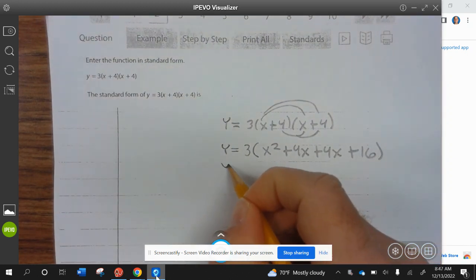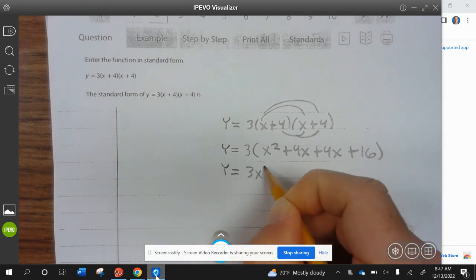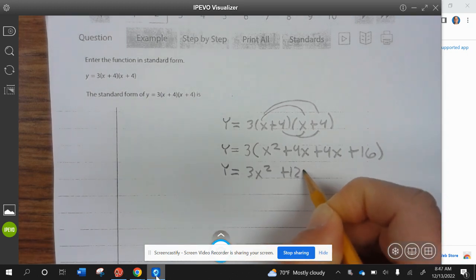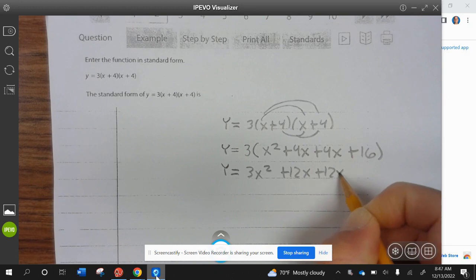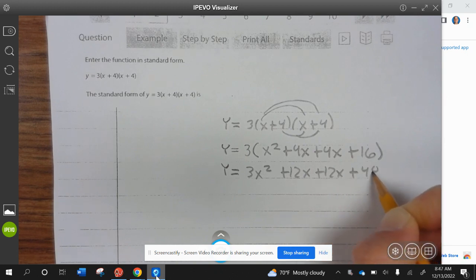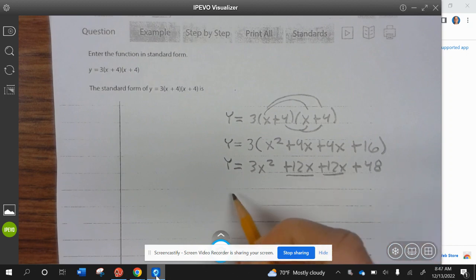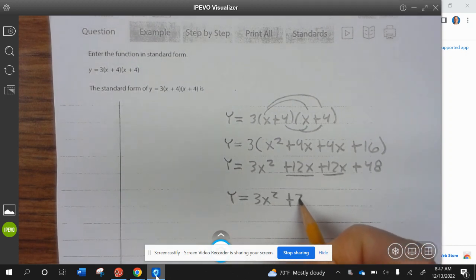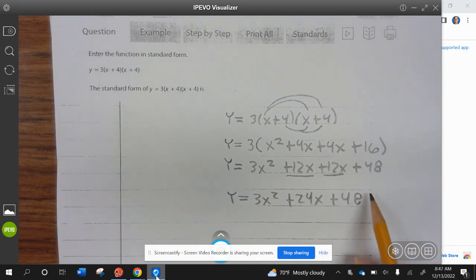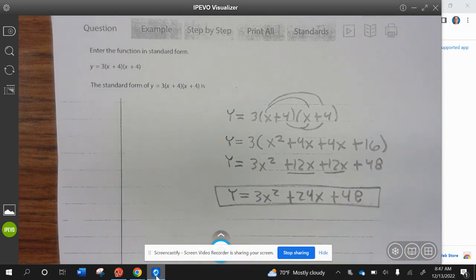Now we're going to multiply everything by 3. So y equals 3x squared plus 12x plus 12x plus 48. Combine the x's. So y equals 3x squared plus 24x plus 48. All right, let's take a look at the next example.